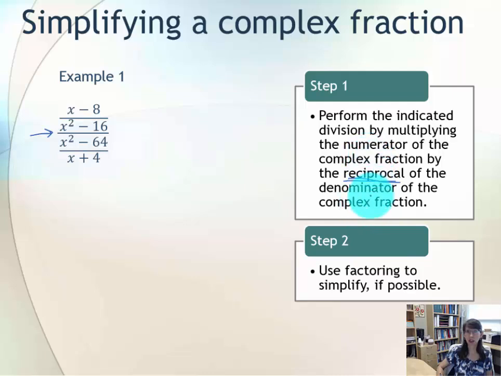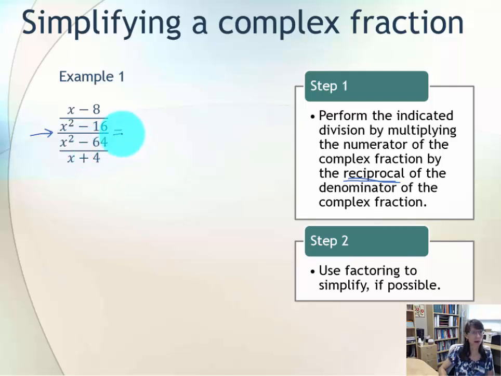So it's a lot like the keep, change, flip we've done before. And finally, you'll use factoring if possible to simplify your final answer. So I can see that x minus 8 divided by x squared minus 16 is a single fraction, and that is divided by x squared minus 64 divided by x plus 4. That is another single fraction.